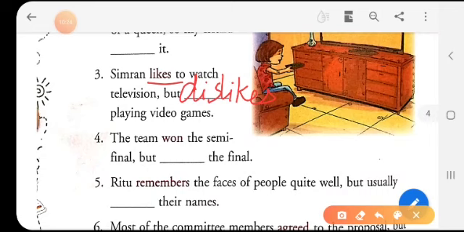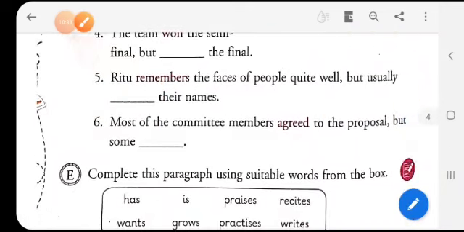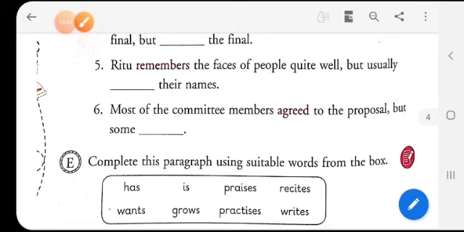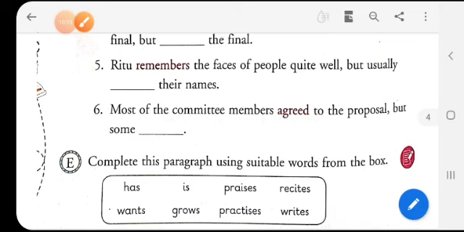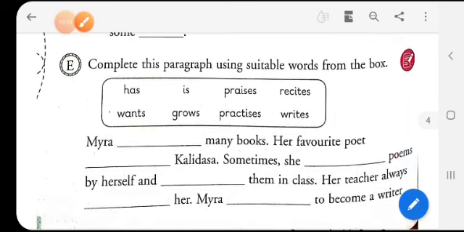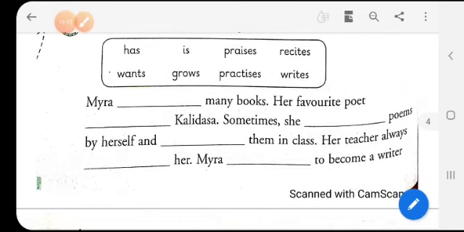So children, I hope you can understand. Now the opposite of won is lose. Remember is forget. Then most of the committee members agreed to the proposal but some refused. So opposite of agreed is refused. I hope this is clear. Okay. Now let's complete this paragraph using suitable words from the box. So there are some words given in the box and we will complete this paragraph.